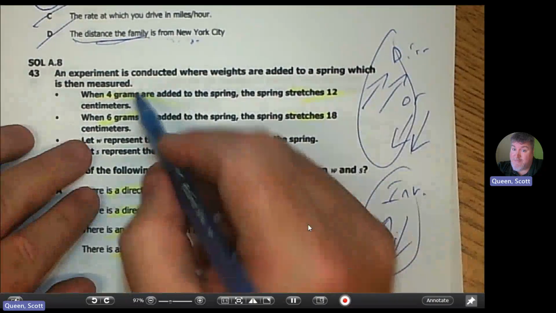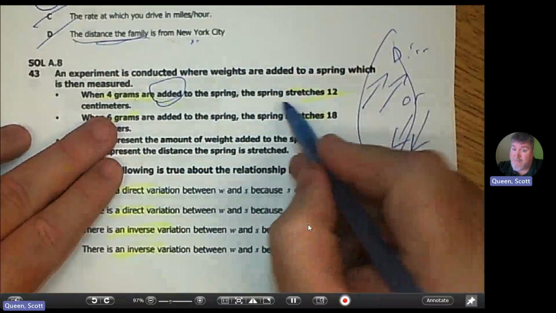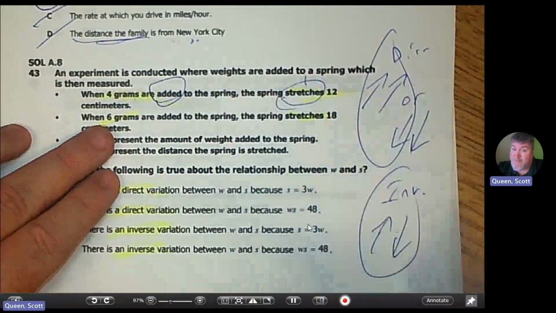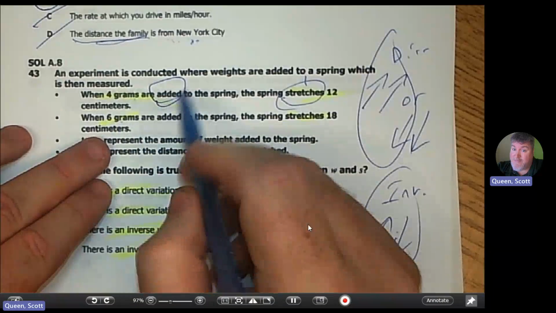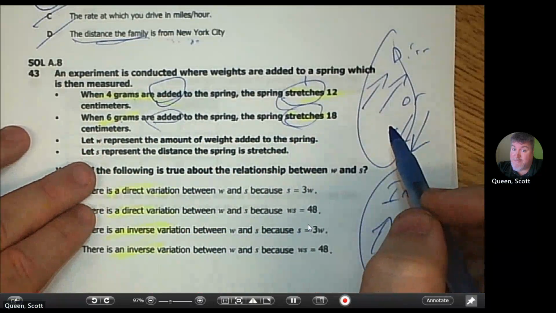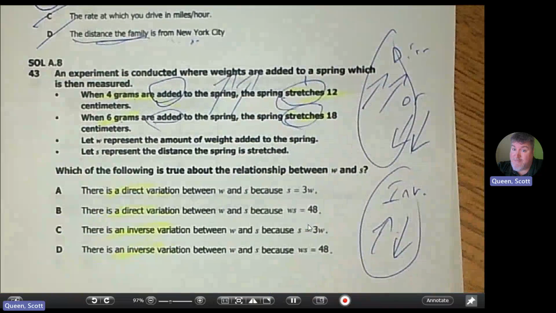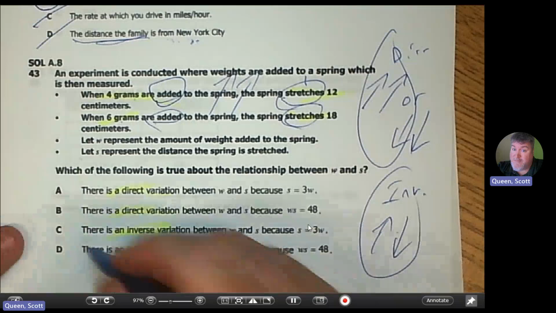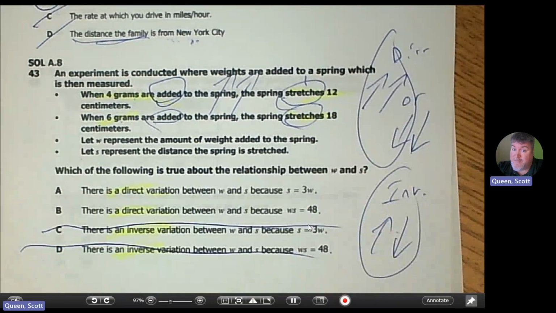Okay, so let's read the data. 4 grams added, increase. Spring stretches, increase. Is that the same direction? Yes. 6 grams added, spring stretches, same direction? Yes. Both of these are the same direction. Is this an inverse or direct? Direct. Yes. We just eliminated this and this. Okay? Stay with me now. Look at what it says here.